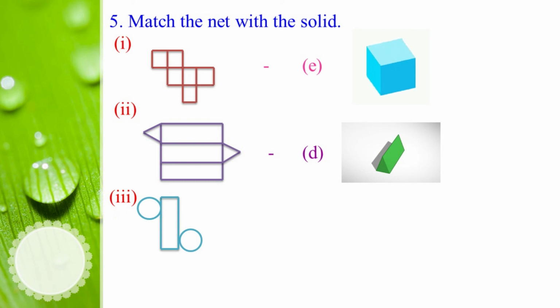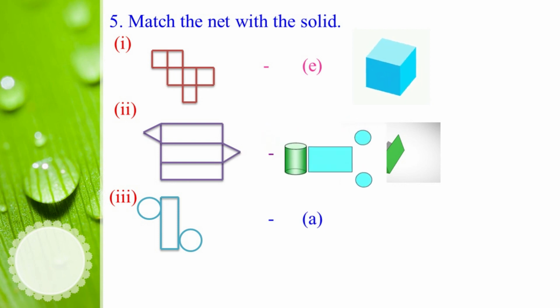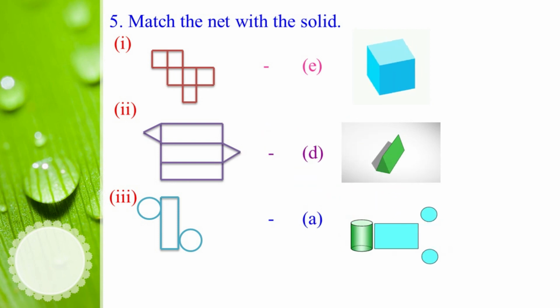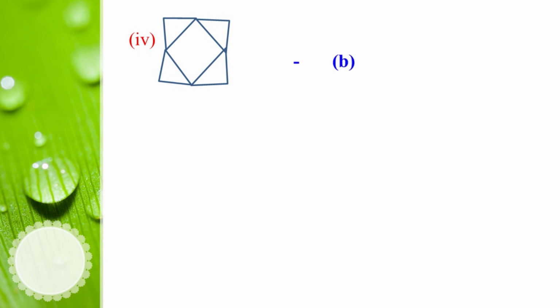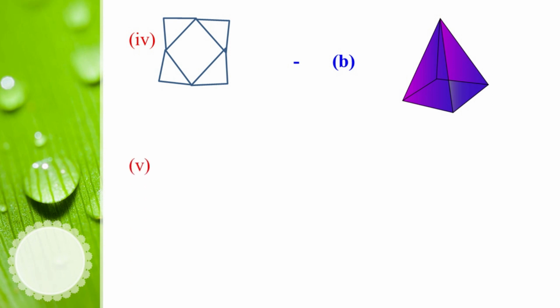Third one has 2 circular faces and 1 rectangle. So we can form a cylinder using the given net. Fourth one, the given net has 1 square face and 4 triangular faces. Therefore, we can form a pyramid with square base. We call it a square pyramid.